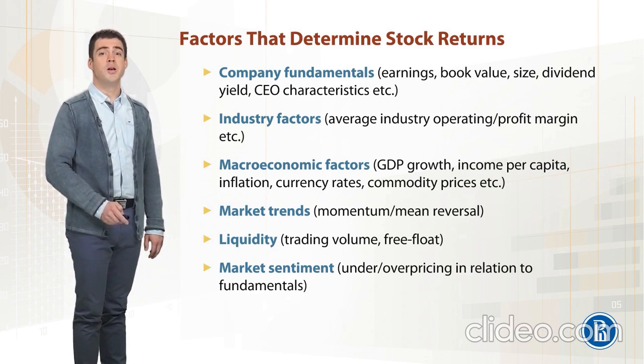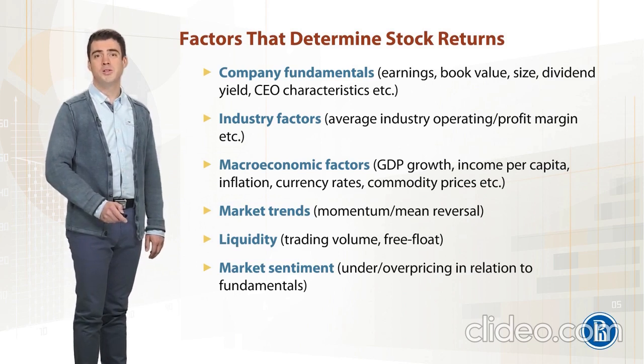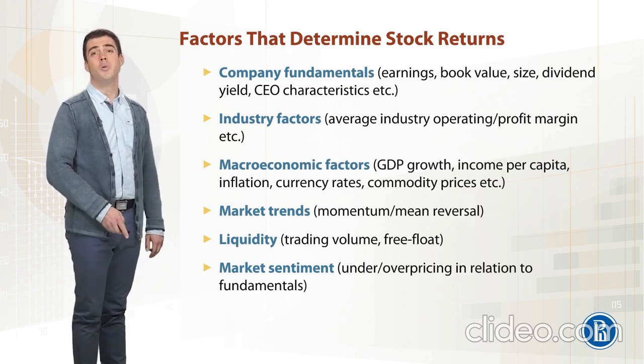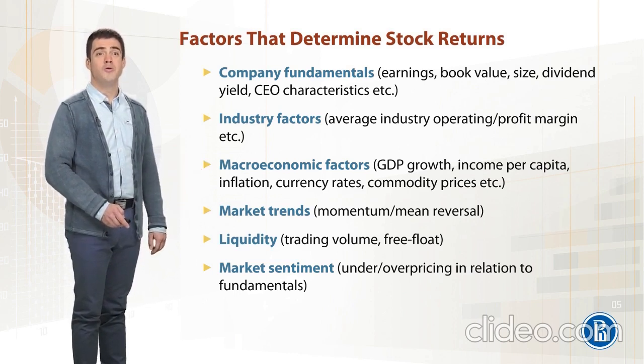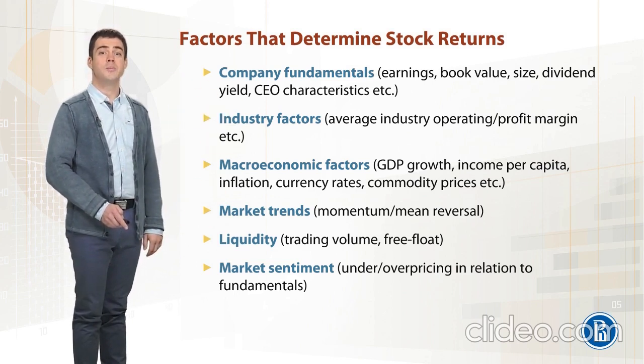Industry factors are understandable as well, because we know that companies from different industries may vary because each industry is specific. That's why we need to understand, for example, what's the average industry operating margin or profit margin for all the companies who operate in this area in order to control for the variables in the previous section.